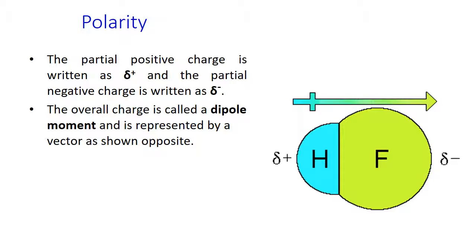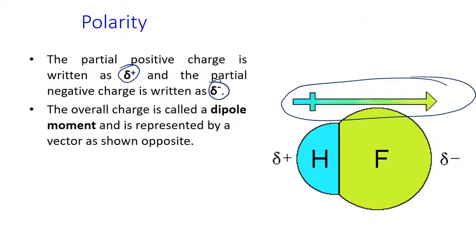So we've also looked at this briefly in previous topics already, but we'll just reinforce it again. So polarity is also an important determinant. The partial positive charge is written as delta plus, okay, so this sign here, that's delta plus, and the partial negative charge is written as delta minus, lowercase d in the Greek alphabet. And the overall charge is called a dipole moment. Okay, so that there is known as a dipole moment and represents basically a vector where the charge lies.